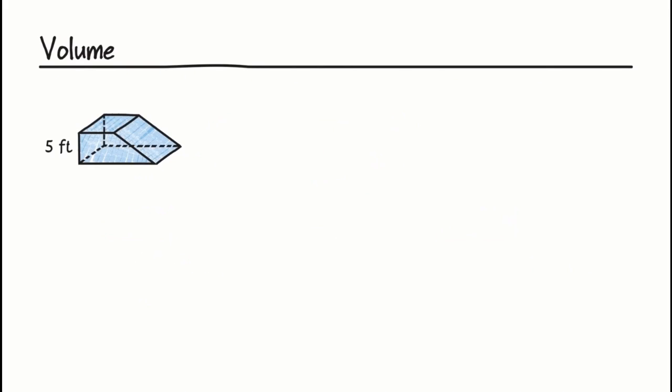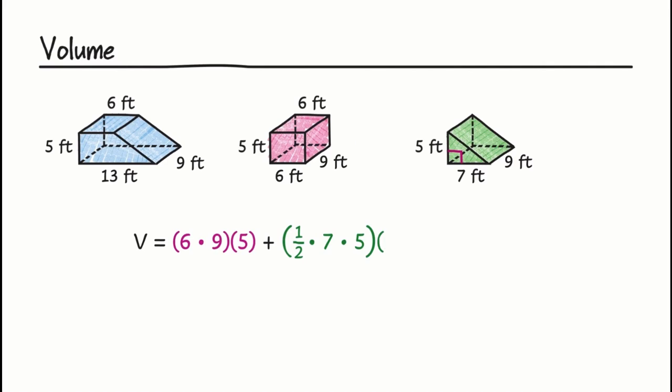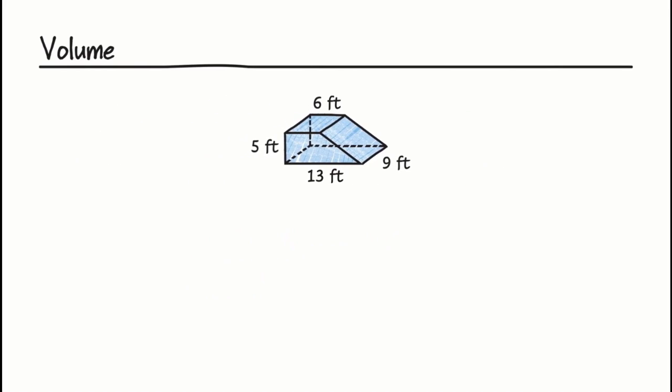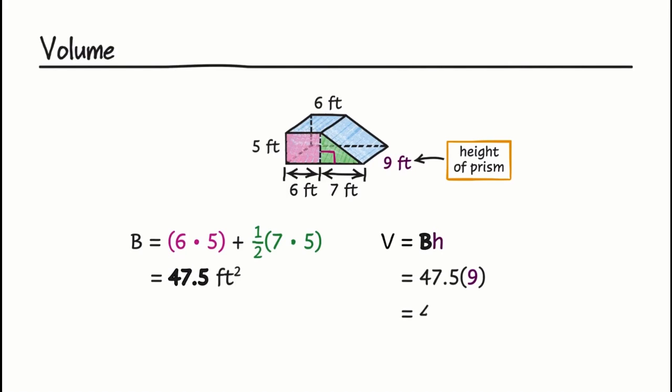To find the volume of composite figures, students once again use decomposition. They can decompose a composite figure into smaller figures and then add the individual volumes. Or, when the composite figure is a prism, they can first decompose the base of the prism to find its area. Then, once they know the area of the base, they can apply the volume formula.